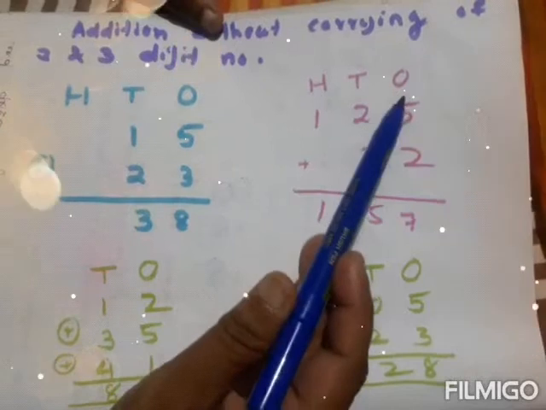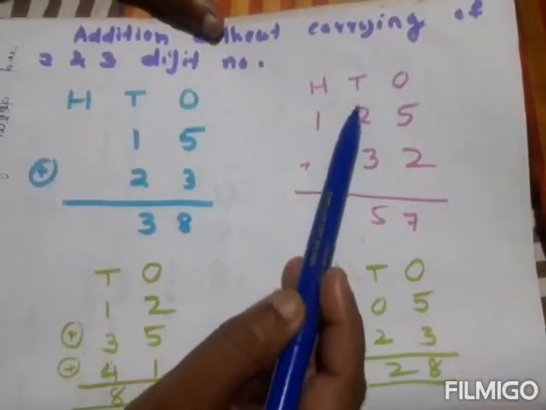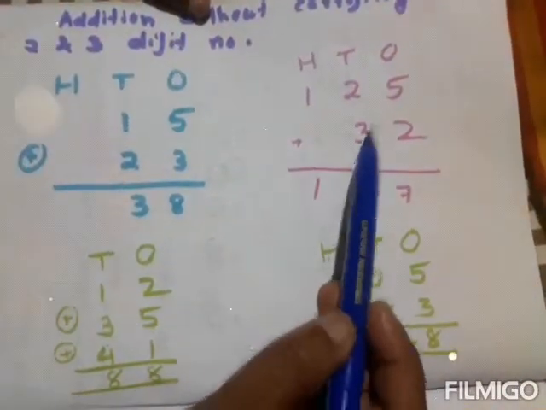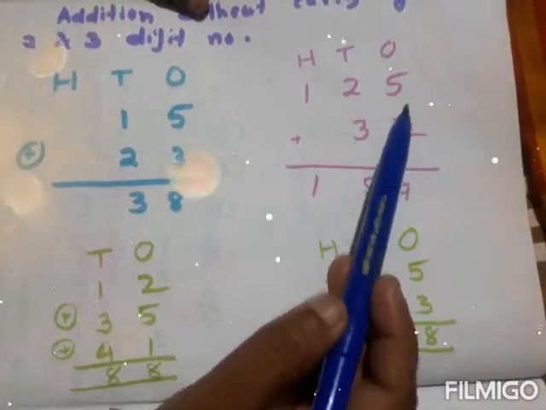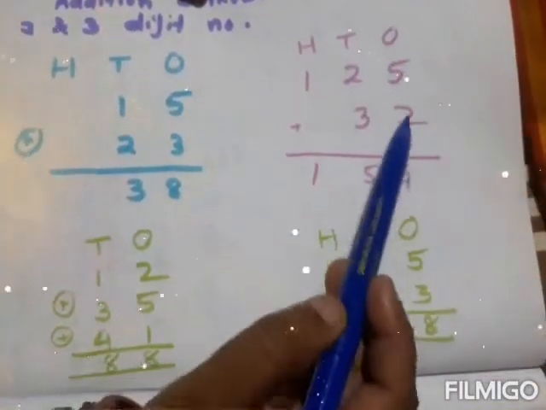So as it is a 3-digit number, under the hundreds place I will write 1. Then under tens I will write 2, and then finally 5. Okay, plus 32 is given to you. 32 is a 2-digit number, so I have to write 3 under the tens place, then 0 under hundreds, and under the ones place I will write 2.